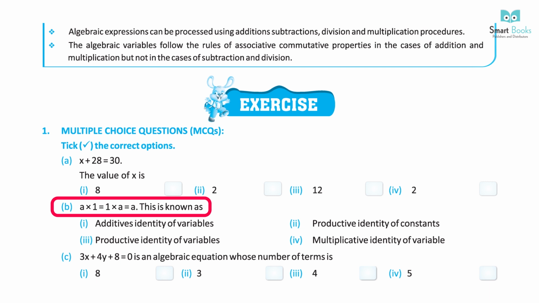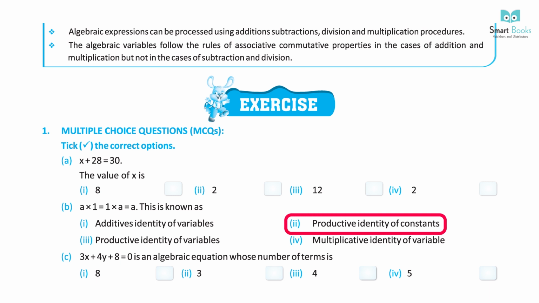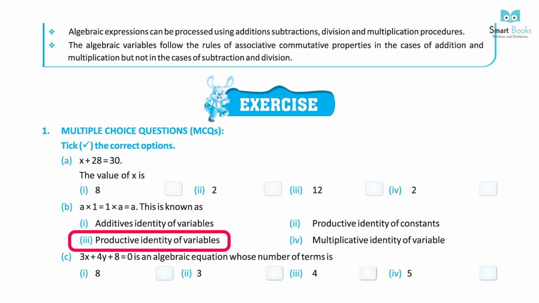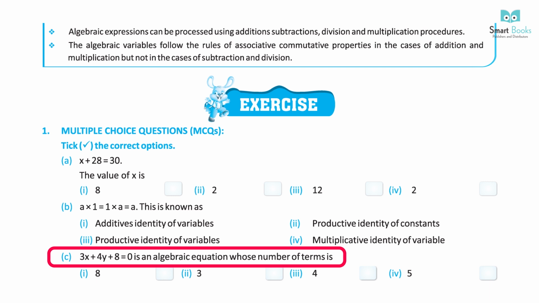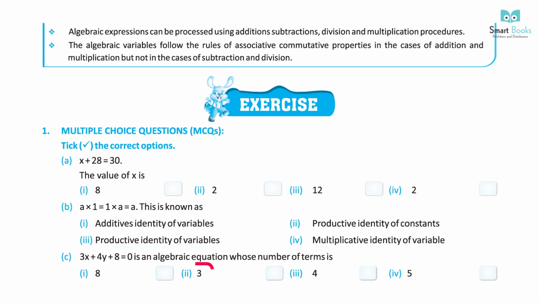This is known as: first, additive identity of variables; second, multiplicative identity of constants; third, multiplicative identity of variables; fourth, multiplicative identity of variables. Solution. Fourth, multiplicative identity of variable. C. 3x plus 4y plus 8 equals 0 is an algebraic equation whose number of terms is: first, 8; second, 3; third, 4; fourth, 5.